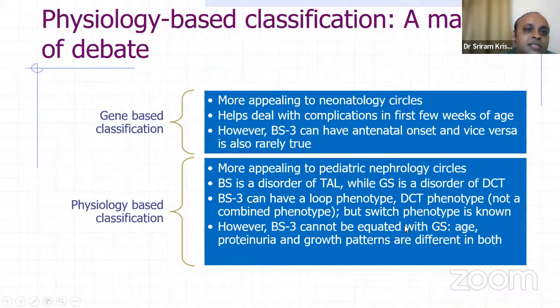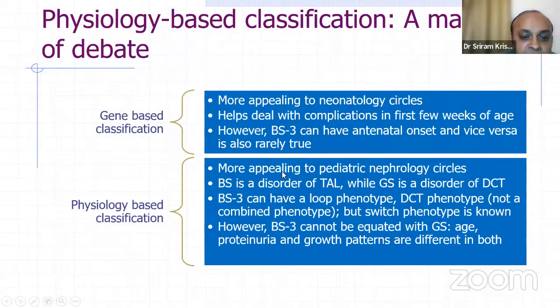So should we follow this pathophysiology-based classification instead of the genetic-based classification? What are the pros and cons of these types of classifications? Let's see. The gene-based classification is very appealing to neonatologists because it helps them deal with complications in the first few weeks of age. However, the con is that Bartter syndrome type 3 can have an antenatal onset, and vice versa is also rarely true. So there are flaws in the genetic-based classification.